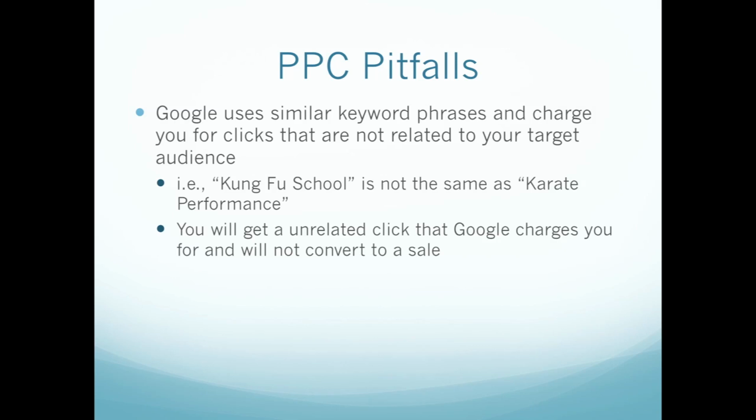So here are some things to watch out for. We touched on them before already, but it's important to not waste your Google pay-per-click dollars. For example, it's probably a good idea to avoid using just all broad search keyword terms. You don't want a kung fu school being replaced with karate school if you're looking for a very specific audience.